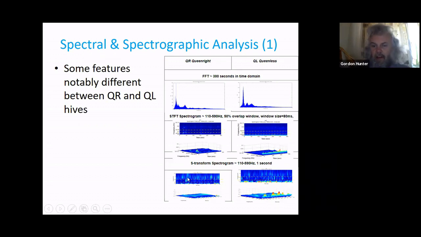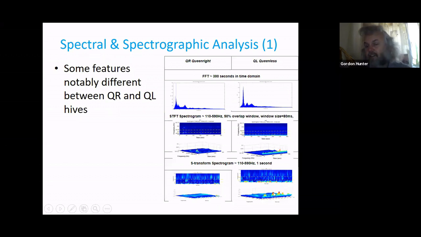And we looked at spectrograms as well. So a spectrogram has time going along the horizontal axis, frequency going up the vertical axis, and then the color or the intensity of the shading indicates how much energy there is in that frequency time bin, if you like, that particular frequency band at that particular time.